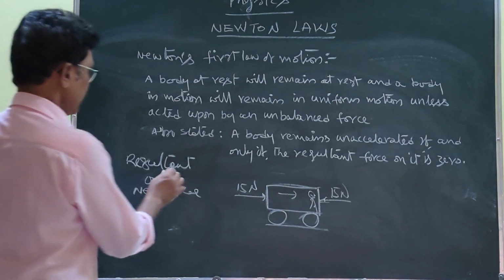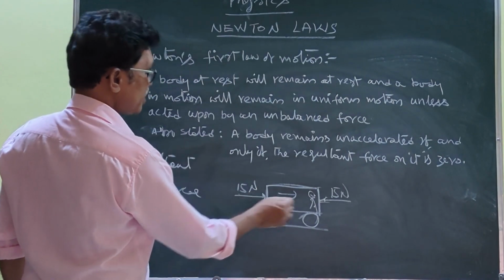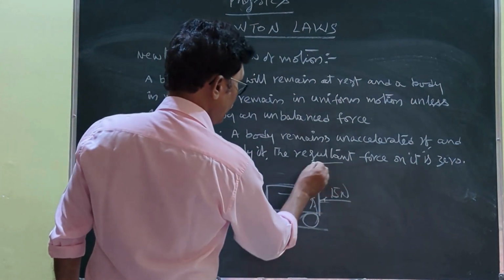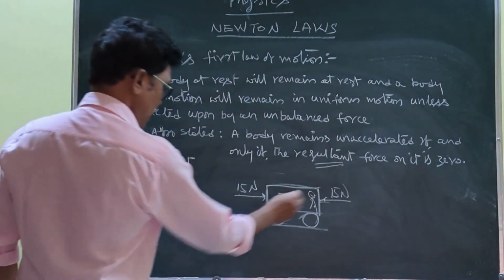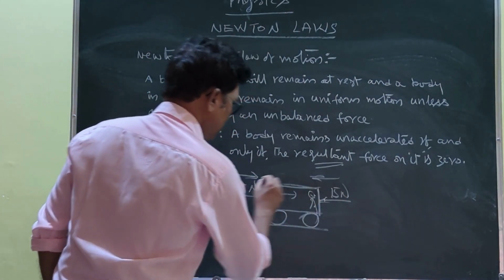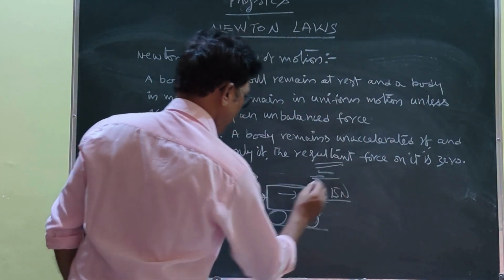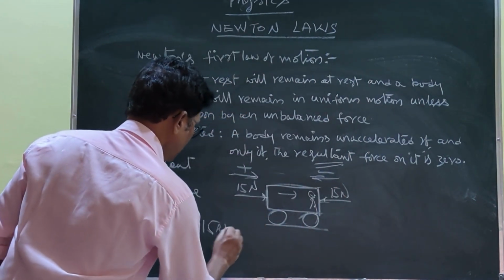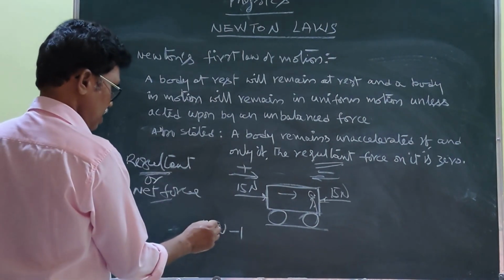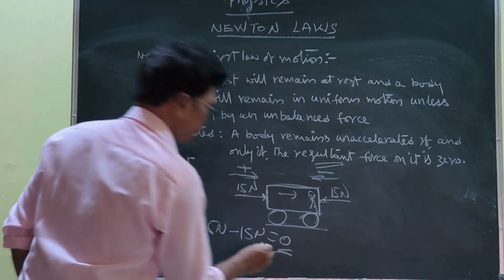The resultant force means net force, the algebraic sum of the forces acting on the object. In this case, that resultant force is zero. You can understand here: this force is acting in this direction, and this force is acting in this direction. Let us say left to right is the plus, and right to left is the minus. So 15 newtons, this is the plus, this is the minus. You sum up. The resultant means the algebraic sum, so you sum up 15 newtons. So what you get? Zero.